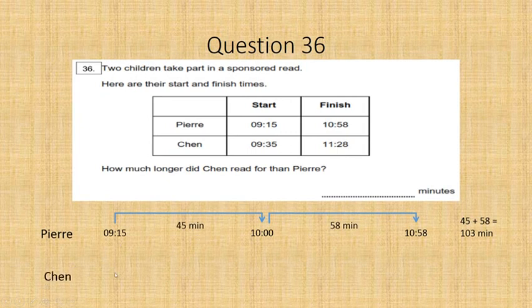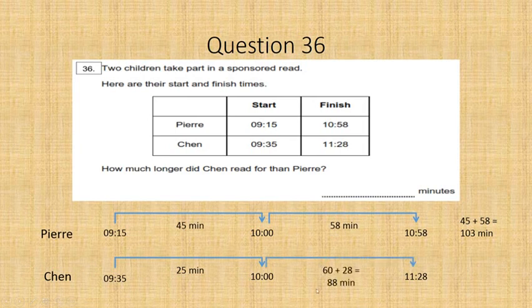Chen started at 9:35. So I will go to the next hour, which is 10. So it's a 25 minute difference. And from 10 to 11:28, it's 1 hour and 28 minutes. 1 hour means 60 minutes, plus 28 minutes, it's going to equal 88 minutes. So I have to add them together, the minutes with the minutes. So 25 plus 88 is 113 minutes. So how much longer did Chen read for than Perry? 113 minus 103 equals 10 minutes. Yes, that's right.